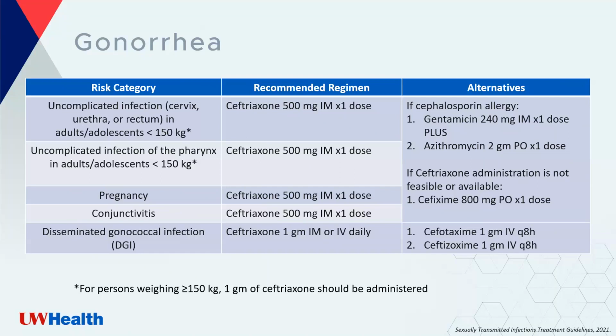For other antibiotics, if you have an anaphylactic reaction to cefepime, it does share the same R1 side chain as ceftriaxone, so that would be more of a cause to use an alternative agent, which would be gentamicin as a one-time dose, as well as azithromycin. Sometimes if ceftriaxone administration is not feasible or available, you can use the oral cephalosporin cefixime 800 milligrams given as a one-time dose as well.